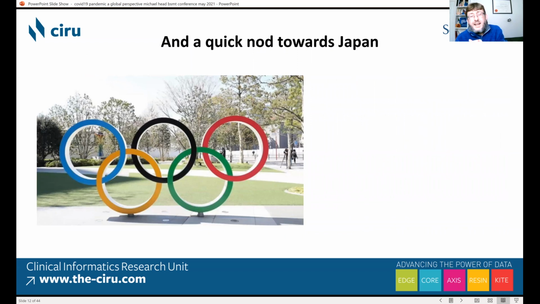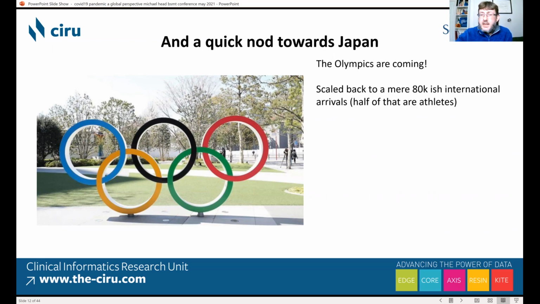And a quick nod towards Japan, because it's Olympics year. Last year was Olympics year, it didn't happen. This year is definitely Olympics year, we are told. But what's going to happen is we're going to have about 80,000 people coming from around the world, which is a scaled back number, excluding the usual millions of spectators, for example. About half of that number are athletes, I think. The rest of it is add-ons: media, dignitaries, coaches, etc.